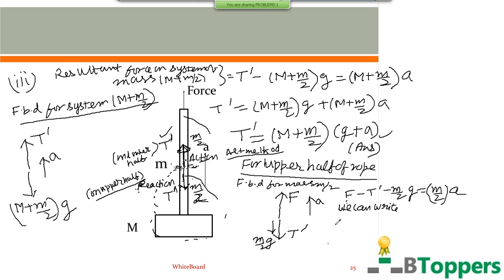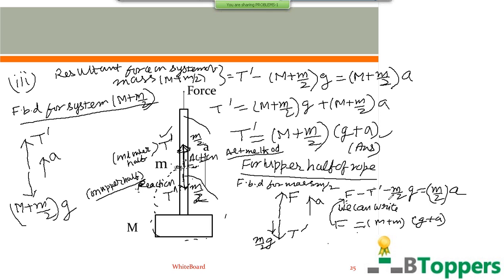You can write F equal to (capital M plus small m) into (g plus a), which we have calculated in the first part of the question. Now if you substitute this value of F in this equation, you can find T dash. You can do the simplification part yourself.